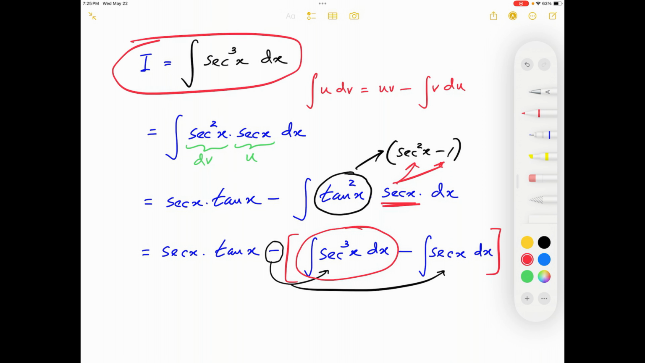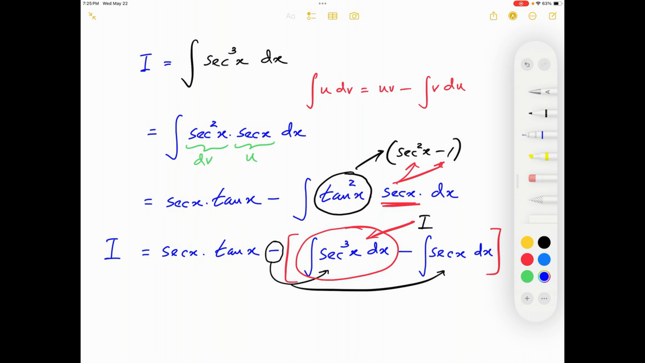In fact, the left hand side of all these equations is equal to I. Also, this term right here is equal to I. I'm going to label that as integral I. Alright, let me write down all of these one more time. I equals secant x times tangent x, and then I need to distribute this negative symbol. The first term is I, therefore it becomes a negative I, and then I need to distribute this negative symbol into that negative symbol right here. Then that next term becomes positive integration secant x dx.